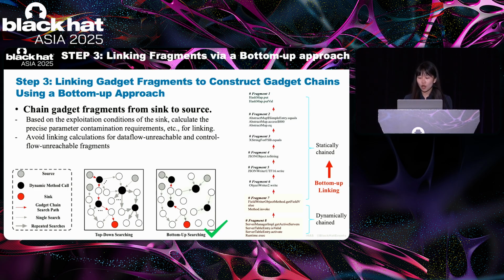In contrast, a bottom-up approach enables us to use the exploit conditions in combination with the reverse taint mapping to accurately compute the taint requirements for the pre-linkable fragments. Additionally, by applying the link condition, we ensure that control flow reachability between fragments is preserved. Together, these constraints allow for a more focused and efficient fragment composition process, significantly reducing the overall search complexity.